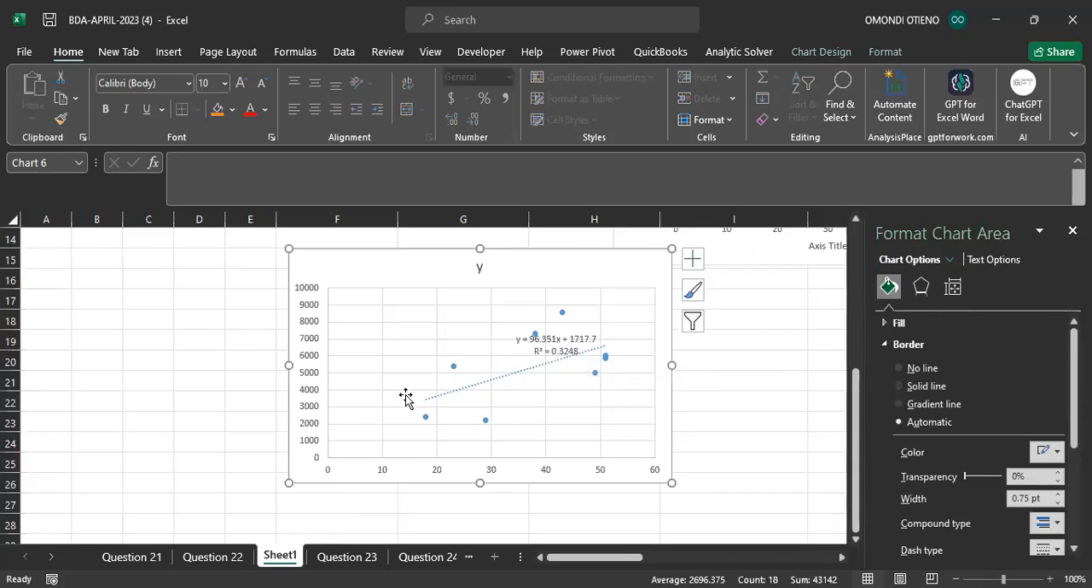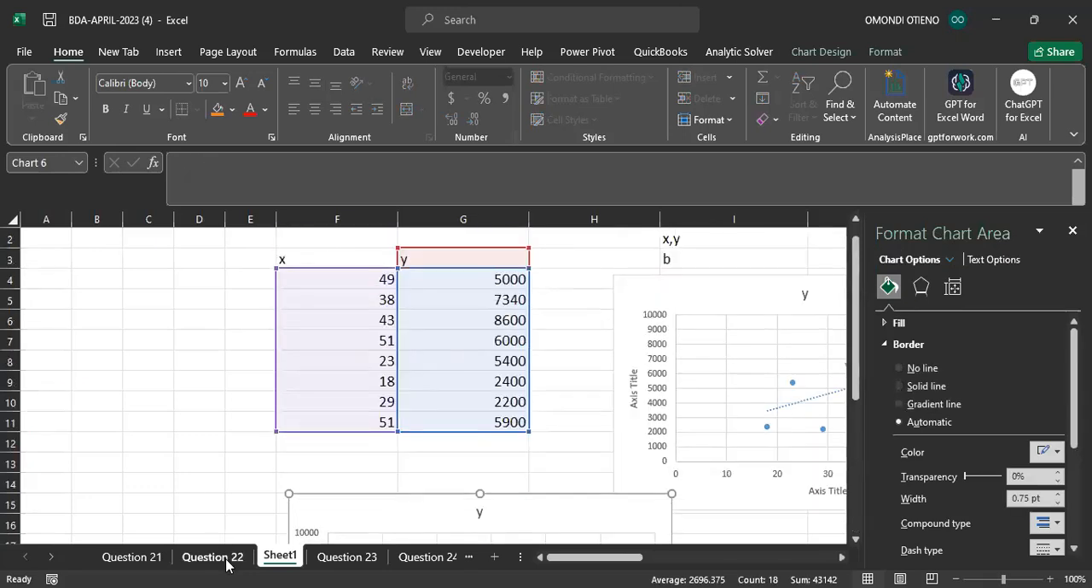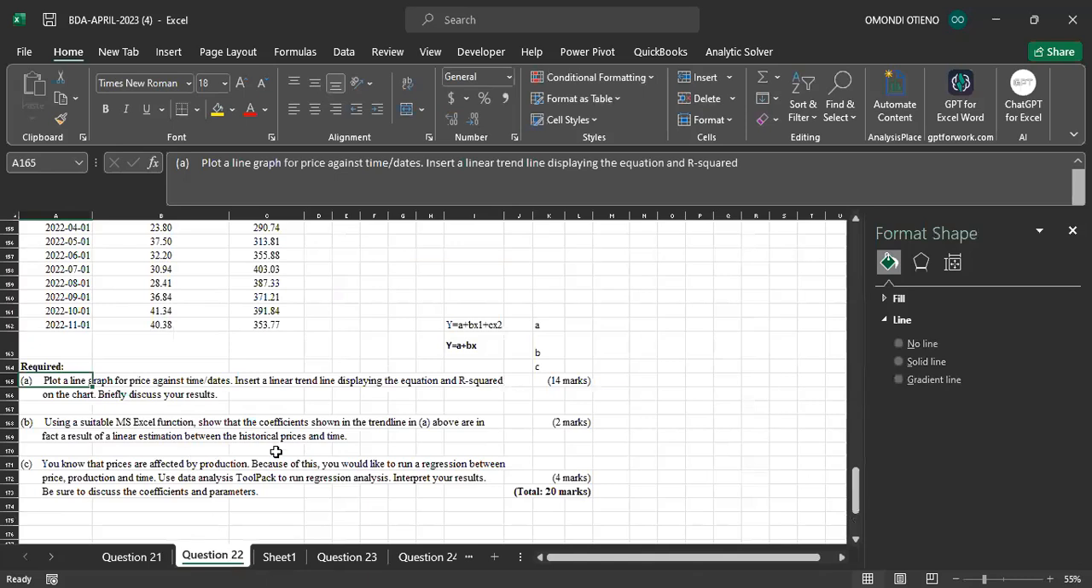0.3248. Hiyo ni ya this one here, ya the data set. Nataka uniambie ya question number 22 of April 2023. Are you able to give us the value of R square?